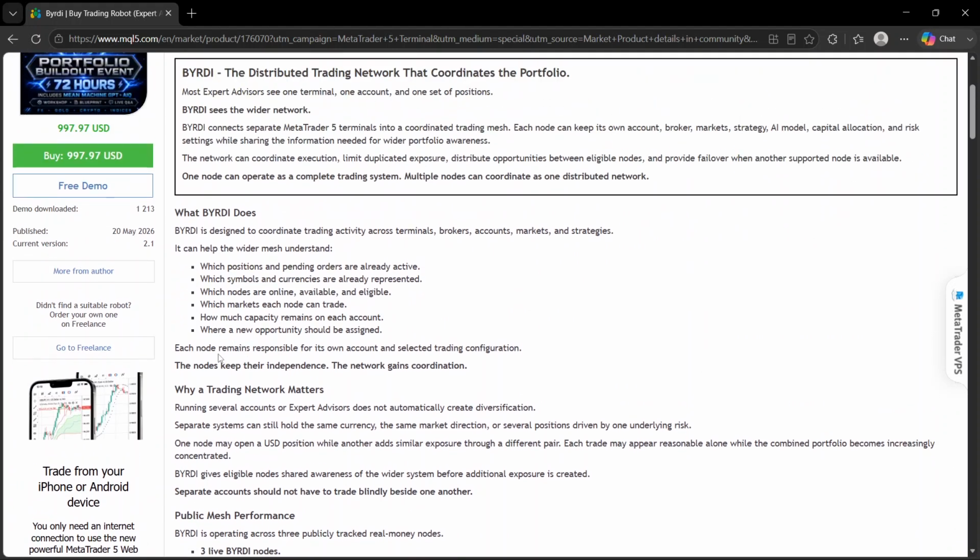For entries, there are two options. AI entry uses a selected AI model that evaluates market structure, price behavior, live context, news, and the node's own conditions before deciding. The EA core is the mechanical side that has deterministic multi-pattern reversal logic that evaluates the same setups consistently.